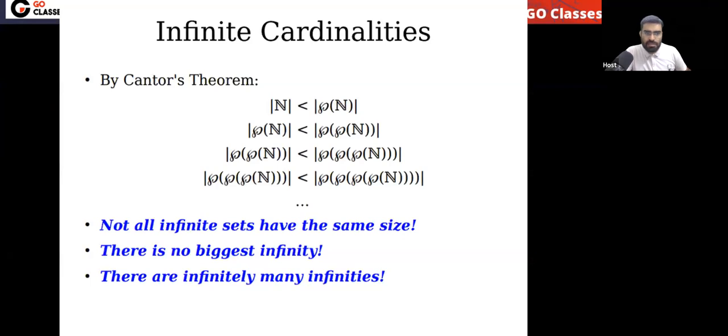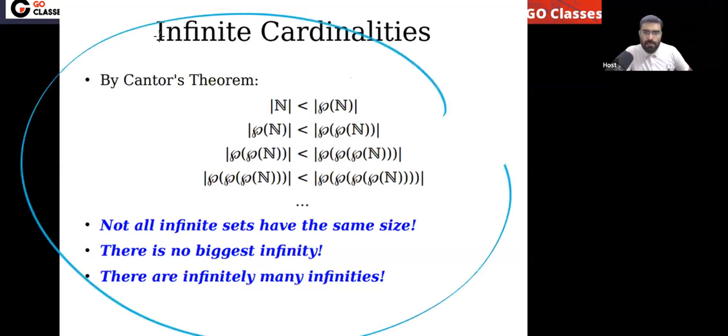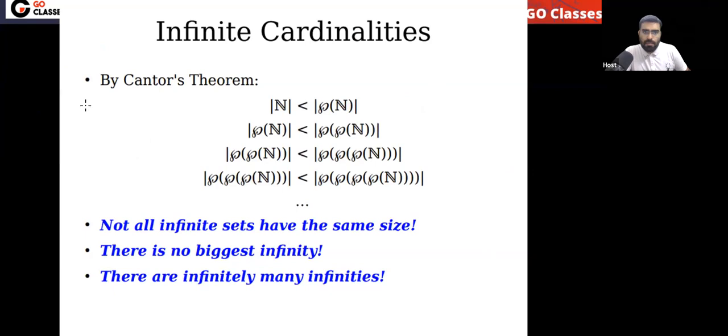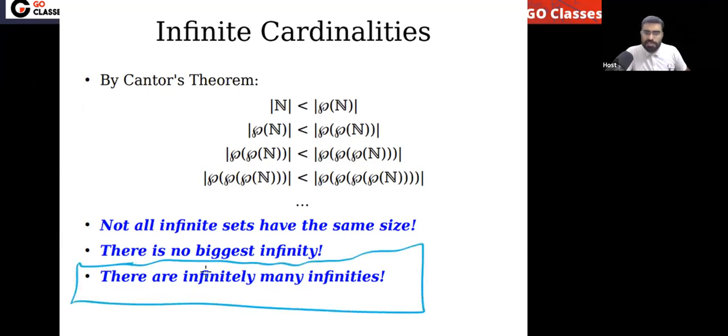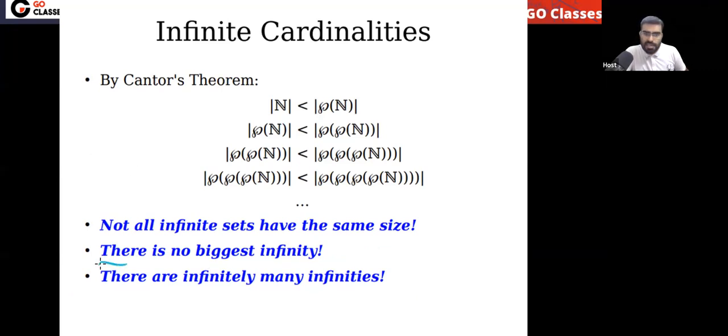So you can see this. This is a Stanford slide. By Cantor's theorem, I can say the cardinality of N is strictly less than the cardinality of P(N), the cardinality of P(N) is strictly less than the cardinality of P(P(N)), and so on. So you can see there are infinitely many infinities. There is no biggest infinity.